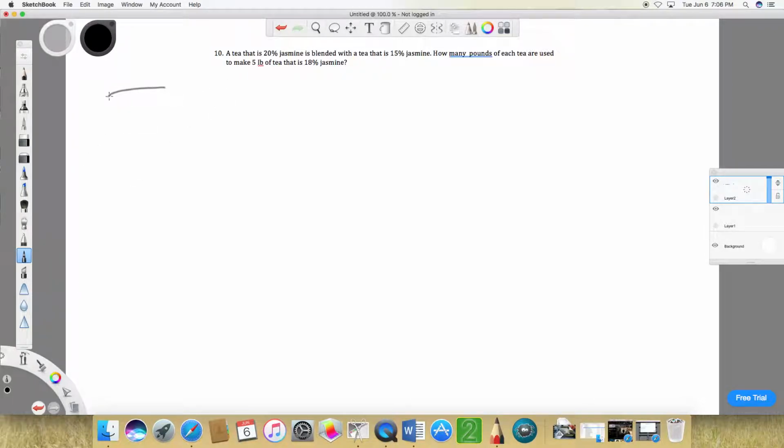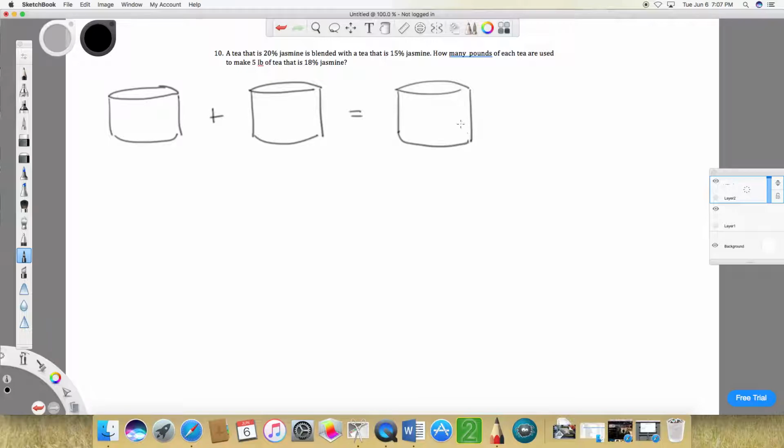I like to draw these containers that I think of as buckets, and I'm combining two ingredients to make a final mixture. And for the concentration, I think of it as a sticker that I just label on the side here. So a tea that is 20% jasmine is blended with a tea that is 15% jasmine. So I've got 20% jasmine and 15% jasmine. And my final mixture should be a concentration that's in between 15 and 20.